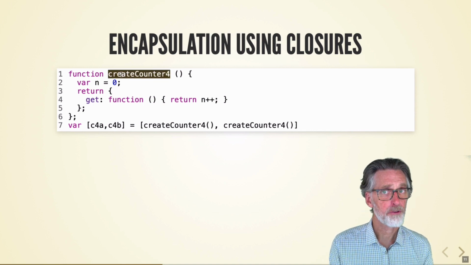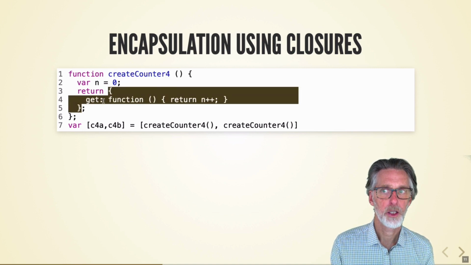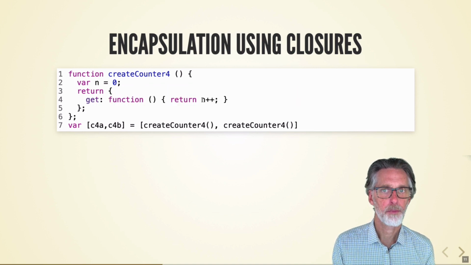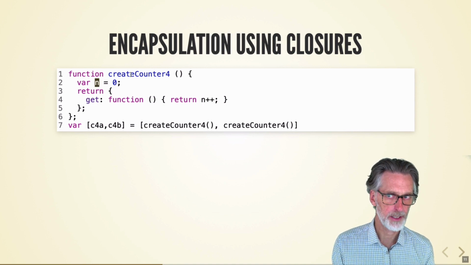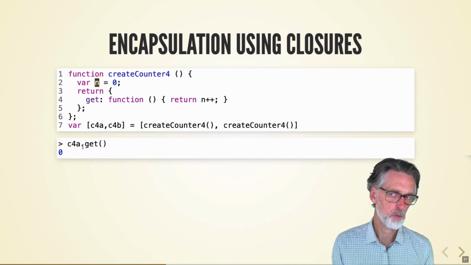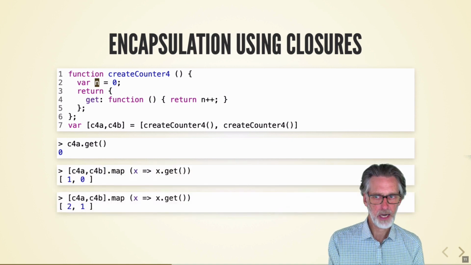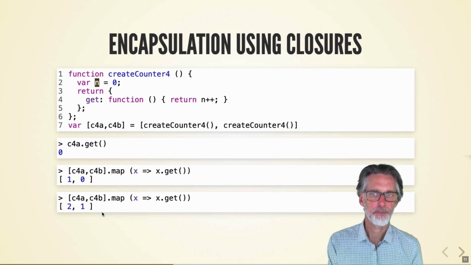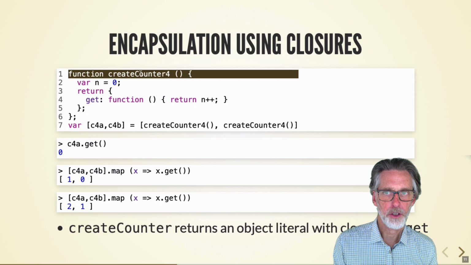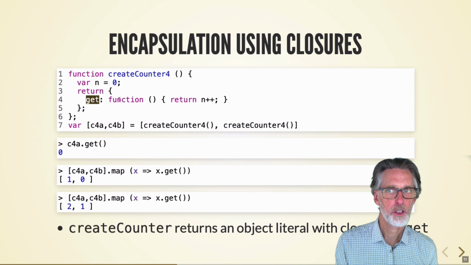So here's a counter factory that, when invoked, will return an object with a get method. Note that this get method accesses some local state. This is the local variable in of the counter factory. If I create a couple of counters using this counter factory, I can use one of them if I like. I can also invoke both of them, and you'll see that as I do that, I get the answers I expect. What's happening here is that createCounter is returning an object with one property, which is a function.